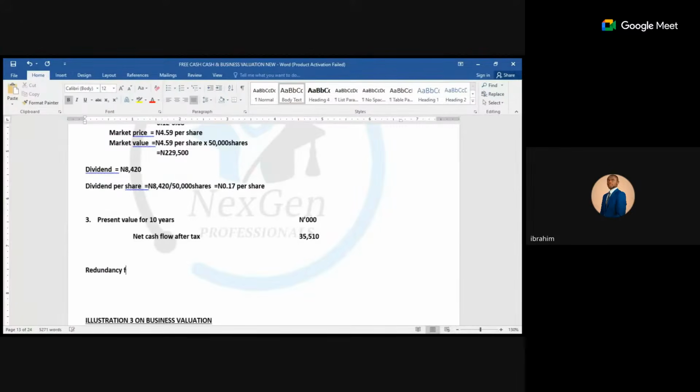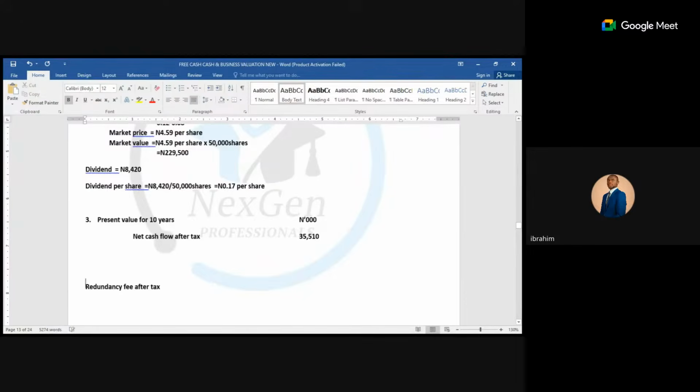Redundancy fee after tax. And you should not forget that we don't pay the redundancy fee from year 1 to year 10. Redundancy fee is one-off, which is at year 0. So we'll analyze it this way.